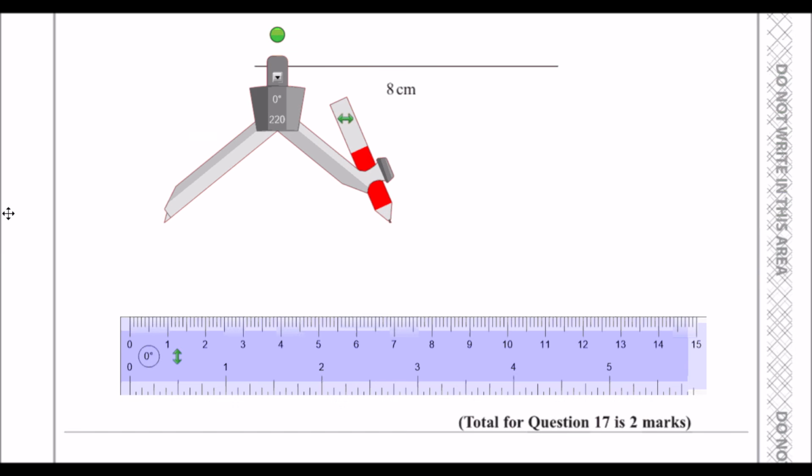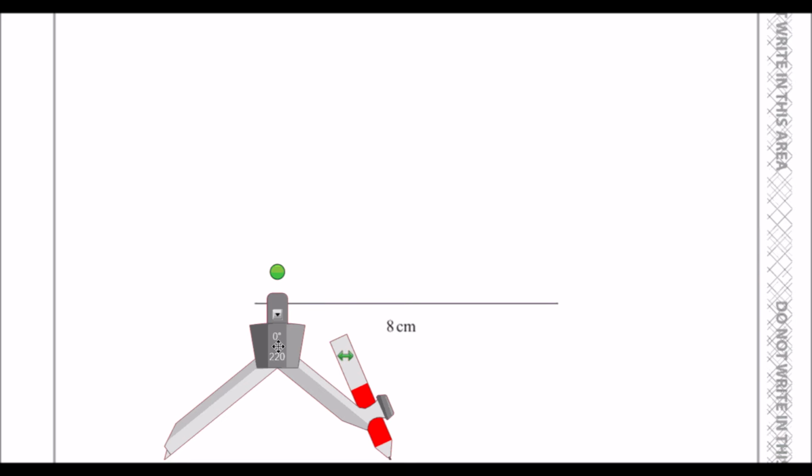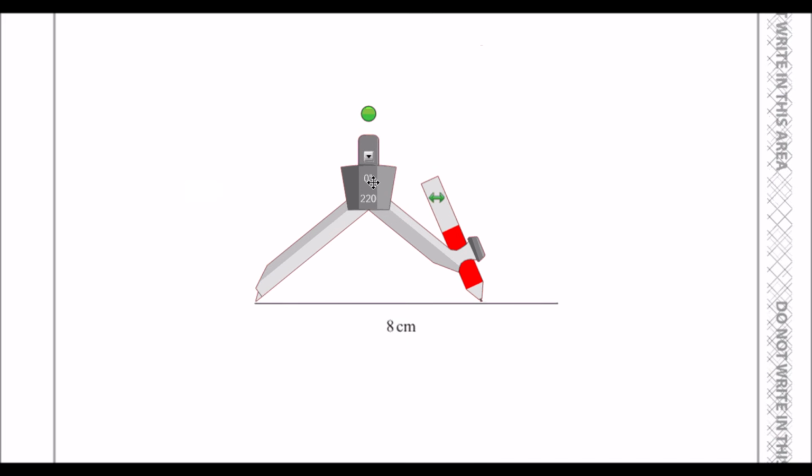And then we're going to take our compass and place the point on the end of this 8 centimeter line.